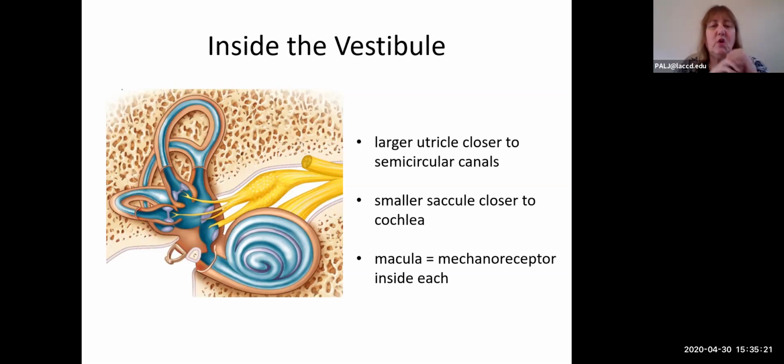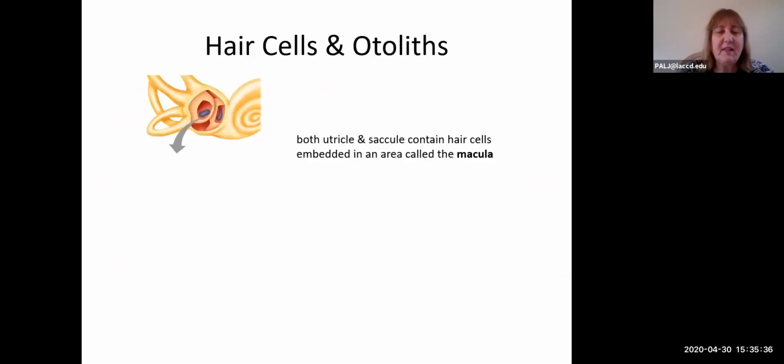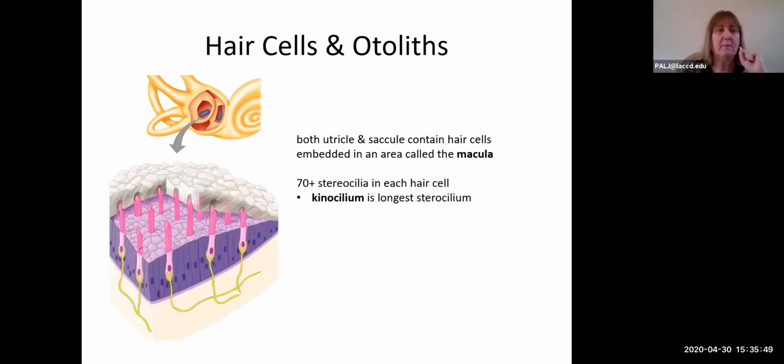Inside both the utricle and the saccule, there is this pale purple lilac area here, and this area is called the macula. This is where the mechanoreceptor is located. So both the utricle and the saccule contain hair cells, and these hair cells are embedded in that macula. And so they're going to look the same in both. And here's how they look.